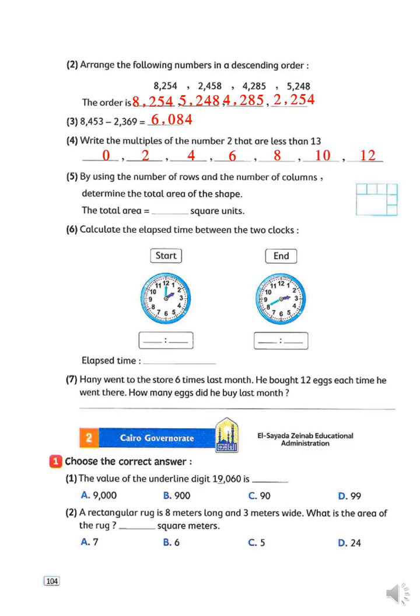The next question, by using the number of rows and the number of columns, determine the total area of the shape. The total area equals 4 by 3 equals 12.